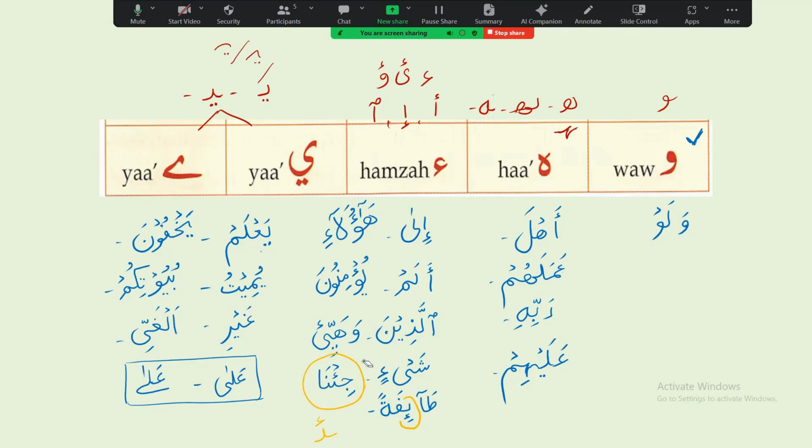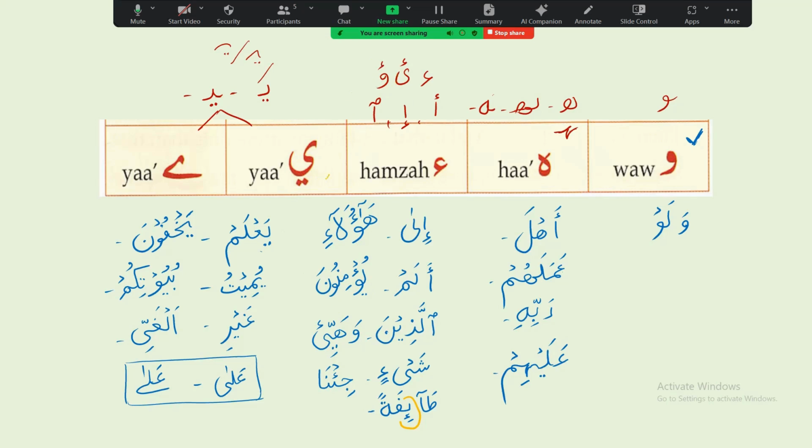Okay, so when Hamza comes on top of a vowel alphabet, an example is this word, ha-ulai, or this word, yu'minuna, in which again Hamza is on top of the alphabet Wow. Yu'minuna.